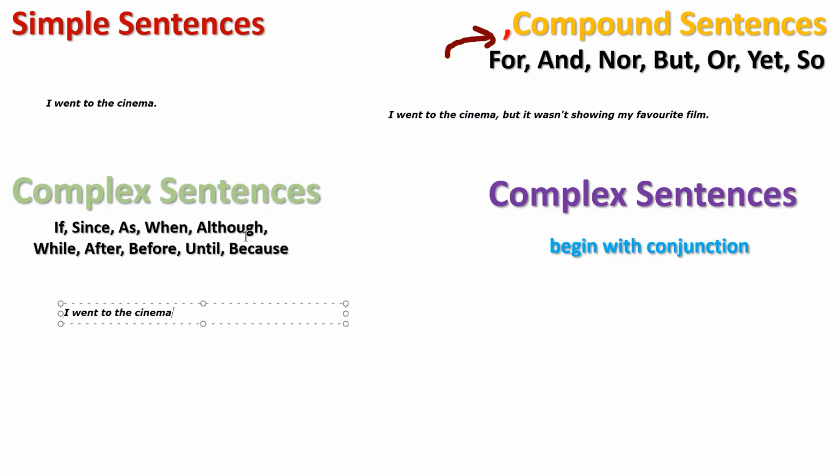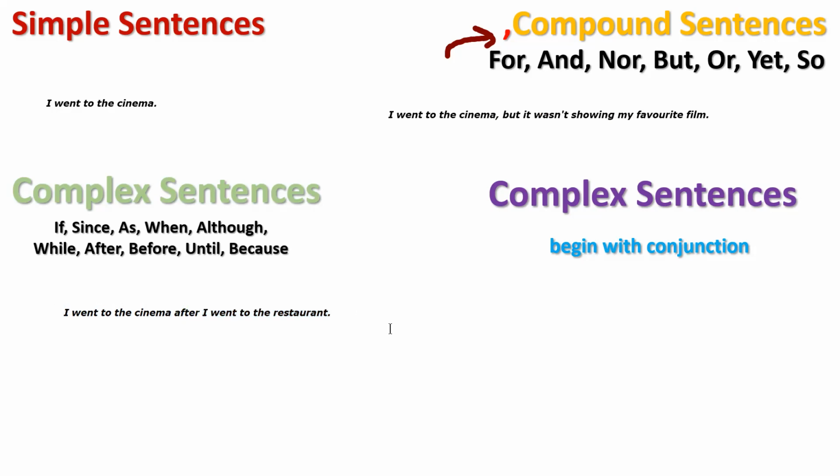So I went to the cinema after I went to the restaurant. So I've got my simple sentence and I've extended it using this conjunction after, and then this second clause, the second idea, I went to the restaurant.